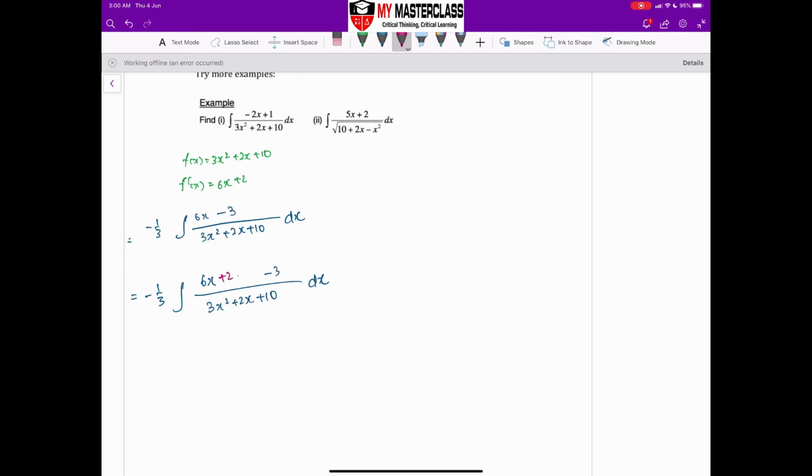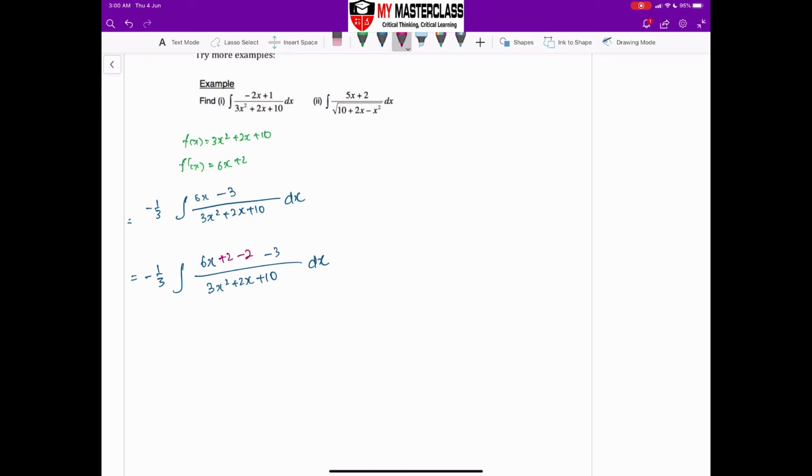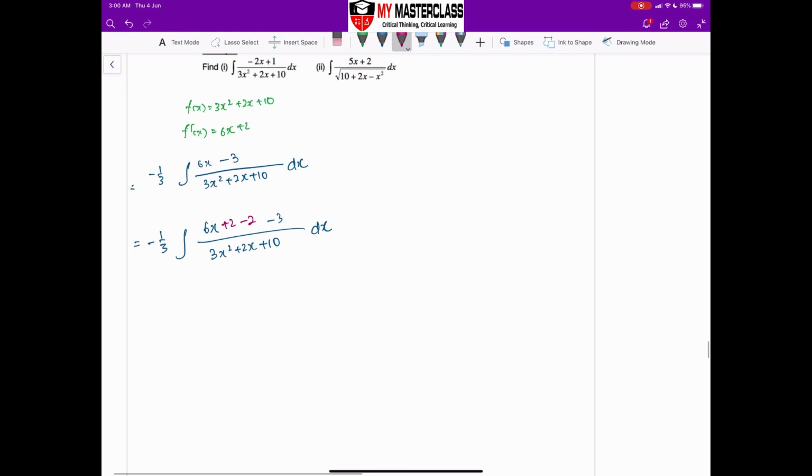Okay, I need to quickly minus 2. So over here, I can quickly see that I will have a 6x plus 2, and the minus 2 to balance out. So I'm going to put my minus 5 to one side. So quickly split out my equation. It will be minus 1/3 times 6x plus 2.